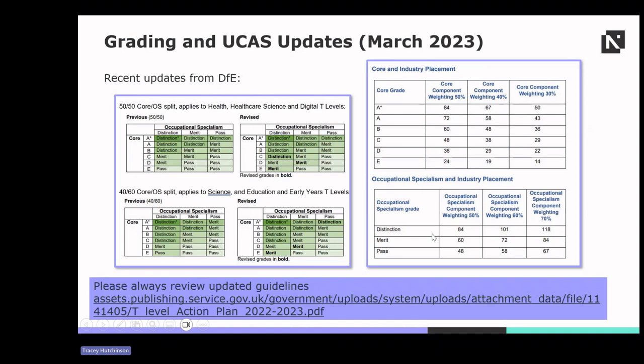The DfE also in March 23 confirmed the allocation of UCAS points for year one as long as the industry placement is completed. So what this means is UCAS points were only previously awarded at the end of the 2 years upon the completion of the core assessment, the occupational specialism and the industry placement. However, should a student have completed the industry placement and their core, but did not sit the occupational specialism for whatever reason, there were no UCAS points available for the student. So as a result, based on this new model, should you have student A who completes the core, completes the industry placement, but for whatever reason doesn't complete their year two occupational specialism assessments, they would now get UCAS points awarded.